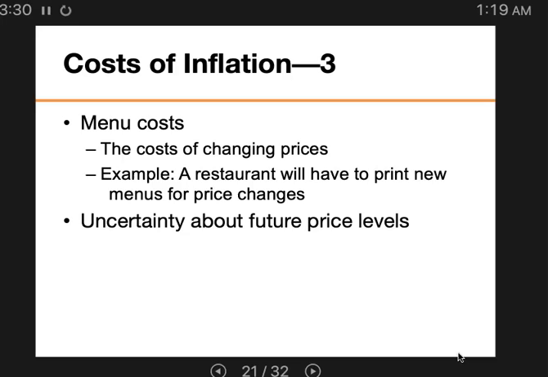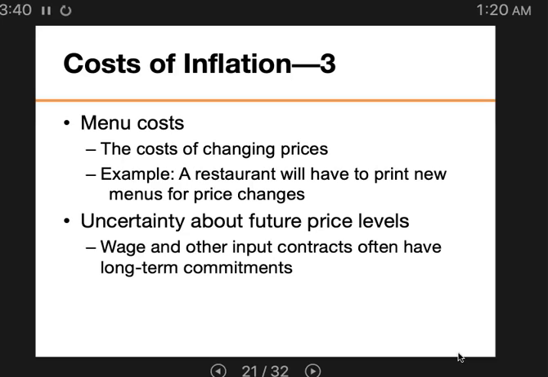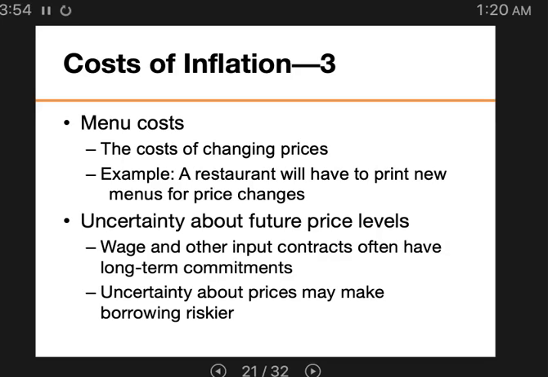The name comes from a restaurant. If the prices change, then they have to print new menus for the price changes, those kinds of things. So again, uncertainty about the future price level. In a normal production process, funds must be spent today, like I mentioned earlier, and then repaid in the future after the output sells. But for this sequence of events to occur, businesses must make promises to deliver payments in the future, including payments to workers and lenders.